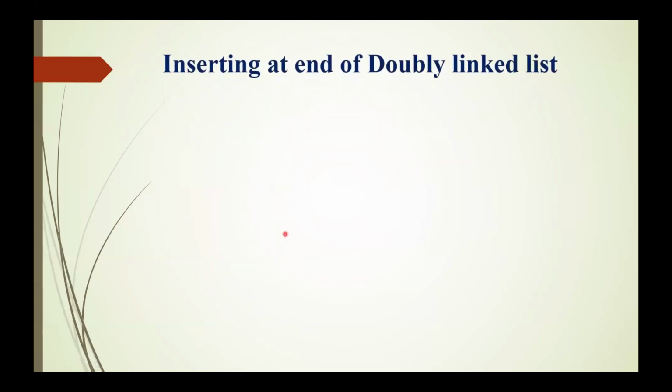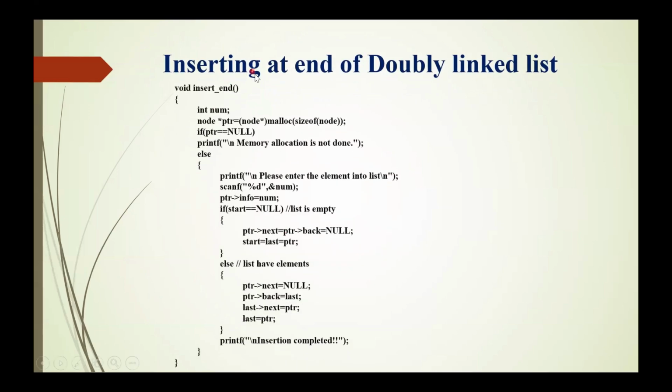Next one is inserting at the end of a double linked list, which means we are going to insert at the end position. So this is the algorithm. Whenever you go for the end, we have to check whether the list is empty or not. If the list is empty, then this is the operation we have to perform. If the list has elements, then we have to perform this operation.